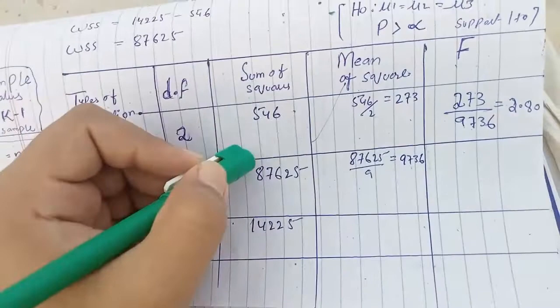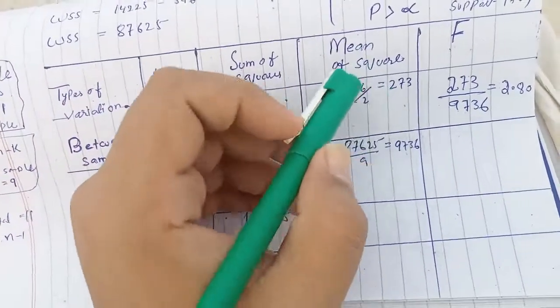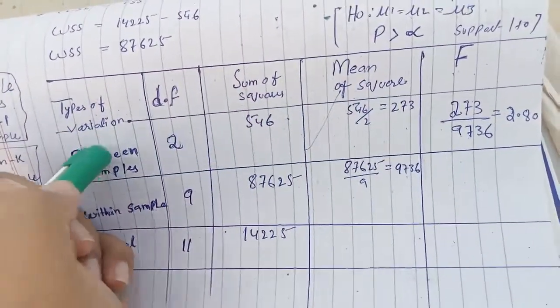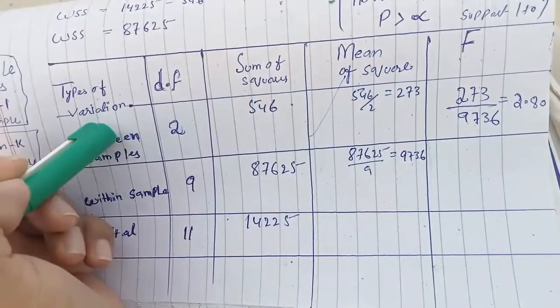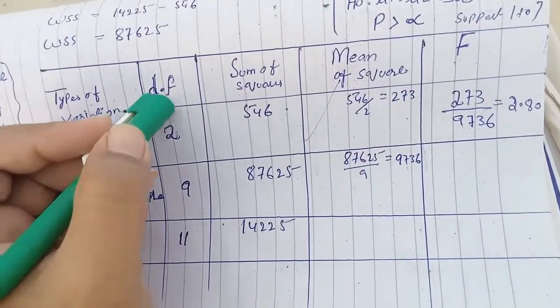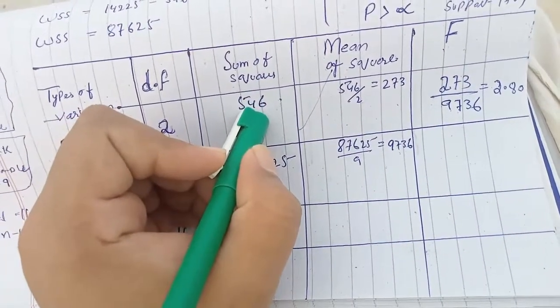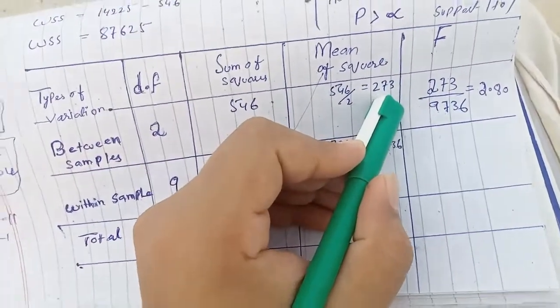We have already calculated the sum of squares. Now we will calculate the mean of square. How can we calculate the mean of square? Similarly, we divide for the mean of square between the samples. How can we calculate it? We divide the sum of squares by the degree of freedom 2, and we calculate the mean of square between the samples, which is nothing but 273.